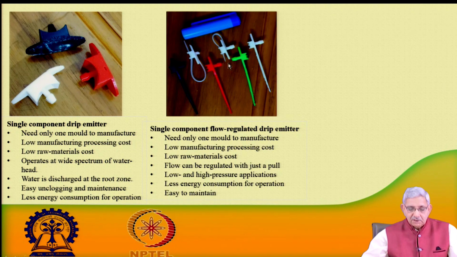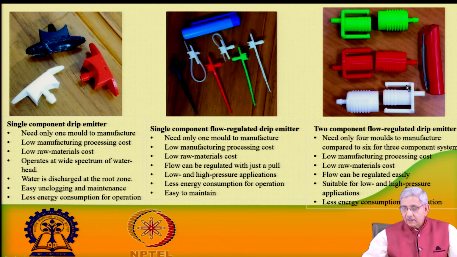This is another single component dripper that has been made, a single component flow regulator. In a single component dripper only one particular discharge is given, but here we can regulate the flow. Again, provision has been made so that it can be regulated. And this is the two component flow regulator, which needs only 4 molds to manufacture compared to a 6 or 3 component system. So, here there is low manufacturing cost, low raw material, and the flow can be regulated easily.